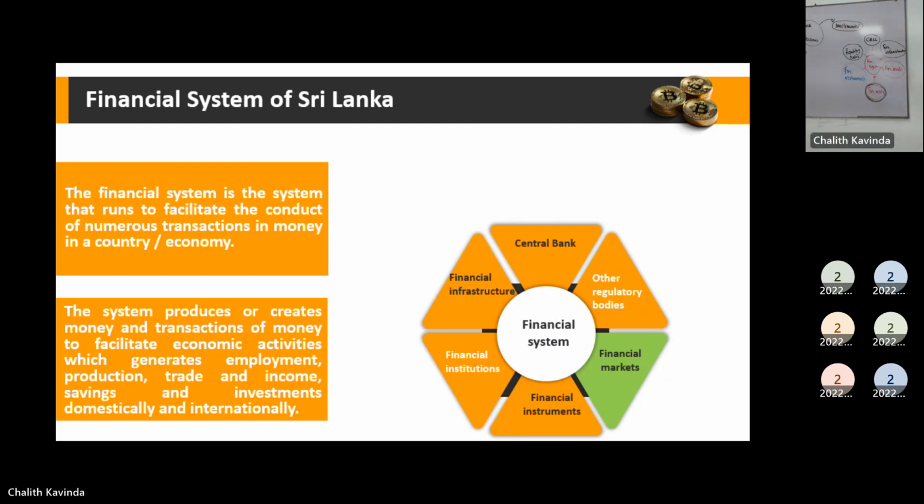Okay, right. So because of this system, what will happen? Here it says this system produces or creates money and transactions, right? Produces or creates money and transactions. Okay, so now let's see.